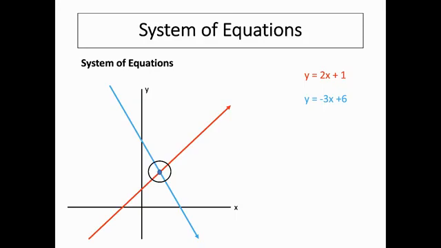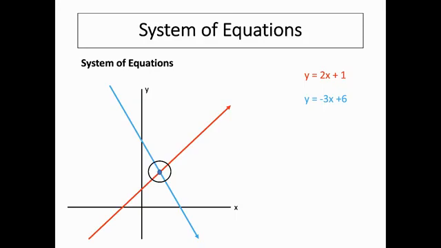Now here you can see I have two lines. I've marked the red line with the equation y equals 2x plus 1. And I have a different line, the blue line, y equals negative 3x plus 6. Obviously, please forgive my picture. It's not exactly to scale, but you get the general idea.